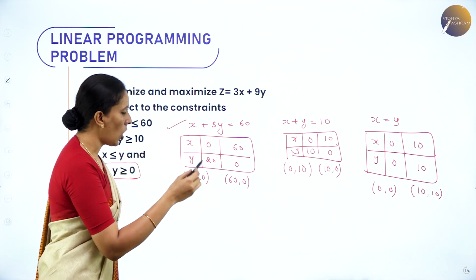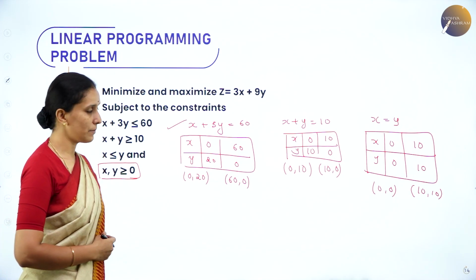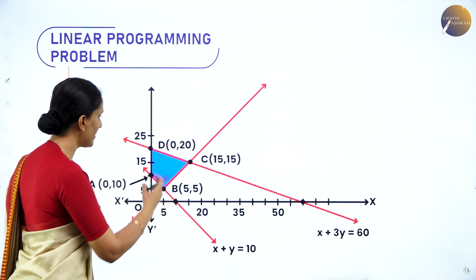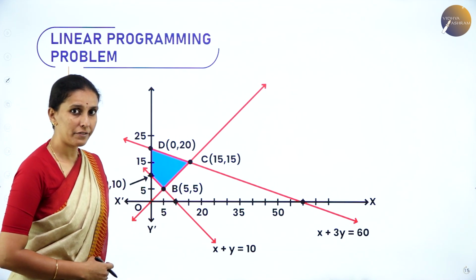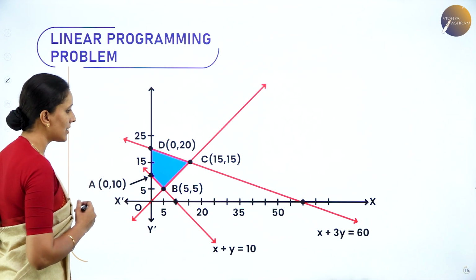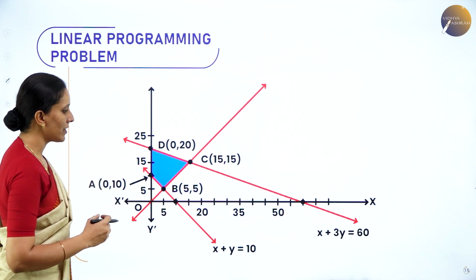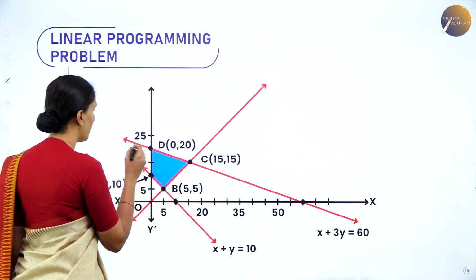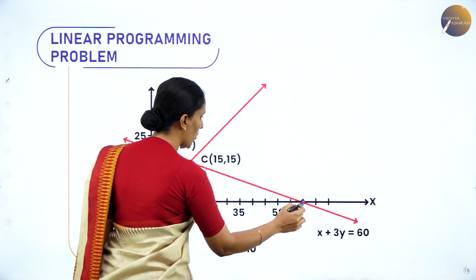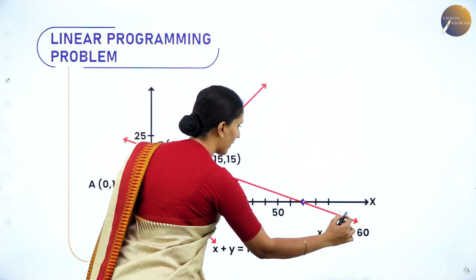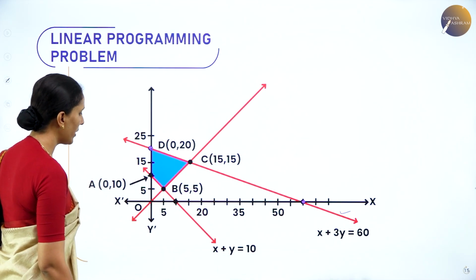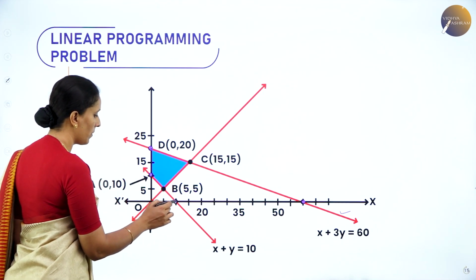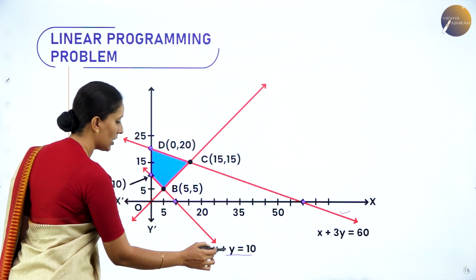Once I plot all this inside the graph and recognize the feasible solution, the graph looks like this. We have all three straight lines along with the feasible solution. First, let us find the feasible region and how to recognize it. The first line is x plus 3y equals 60, with points 0, 20 and 60, 0. We draw a straight line and write the equation of the line. The next is x plus y equals 10, with points 0, 10 and 10, 0. Again, we draw a line and write its equation.